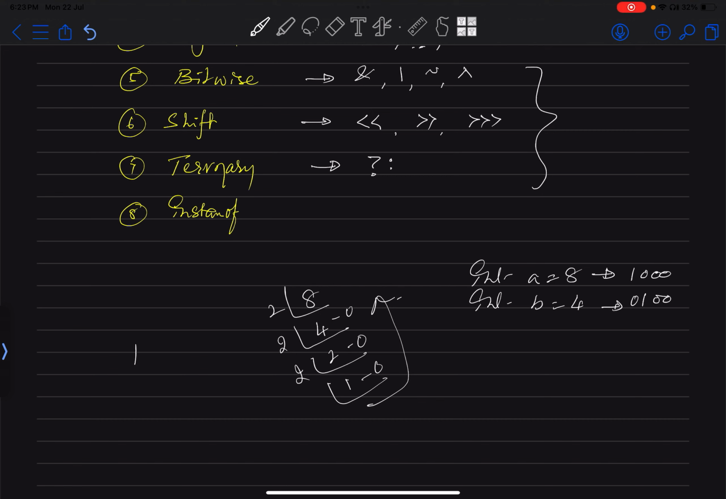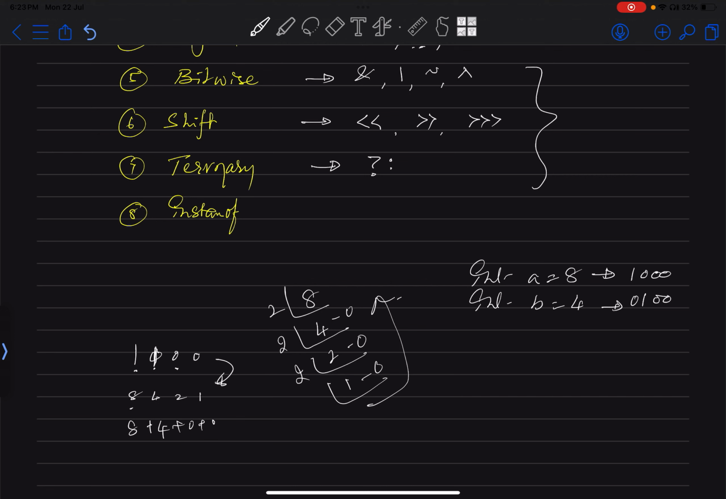Same way, if I write 1000, and I need to convert this into a decimal number, we normally go by the place values. For example, this value is 8, the next is 4, then 2, and then 1. So if there is a 1 here, it carries a weightage of 8. If there is a 0 here, it carries a weightage of 4, something like this. So if it is 1 here, then it is going to be 8 plus 4 plus 0 plus 0. That's the decimal equivalent of it.